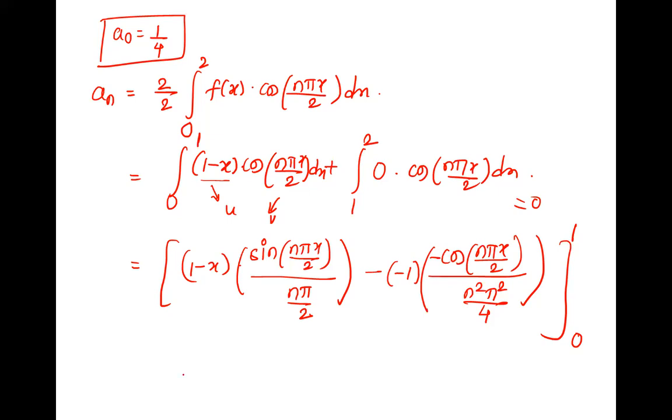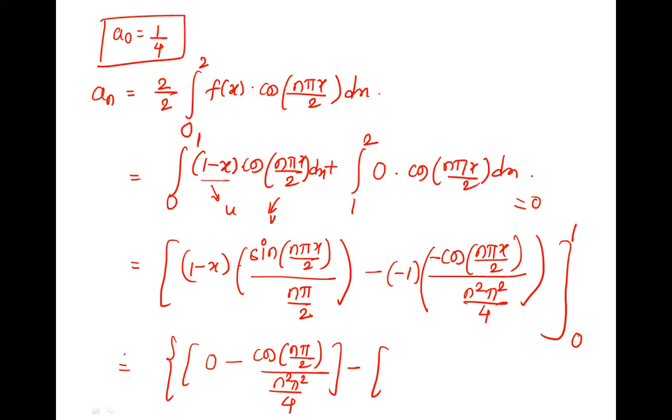Okay, so put the upper limit. If x is 1, what will be this value? 0. Right, 1 minus 1 is 0, and 0 into anything is 0. Okay, 3 minus cos n pi by 2, x is 1 upon n square pi square by 4. Upper limit done, minus lower limit.